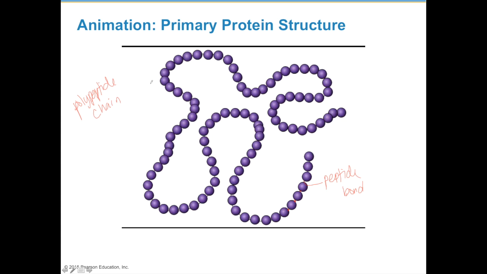And this is a protein, right? It may not be a functional protein, but it is essentially a protein. Each ball here is an amino acid, so that's why it's considered the monomer. So let's just reiterate, monomer is the amino acid, and the polymer is the protein, or the polypeptide in this particular situation.